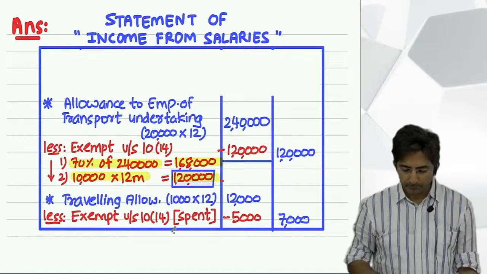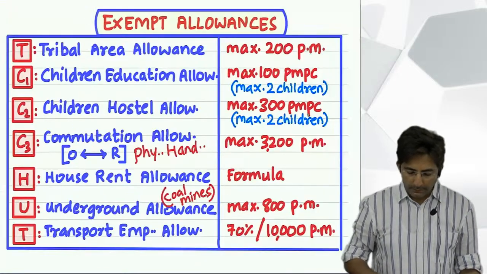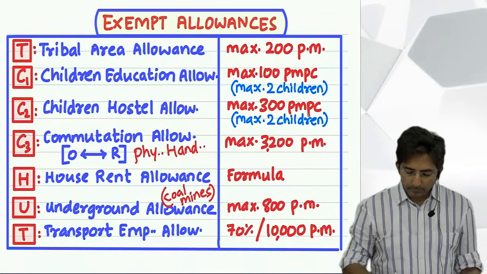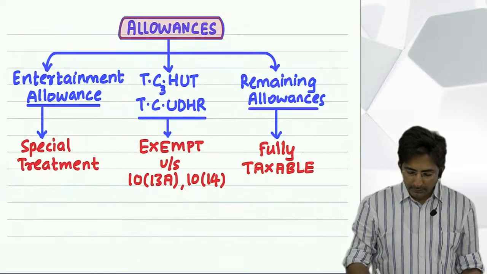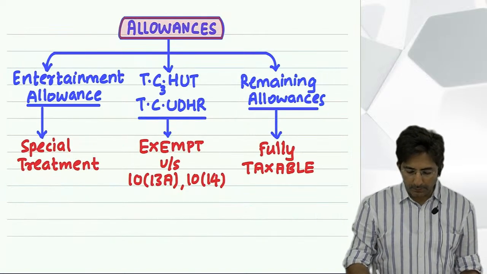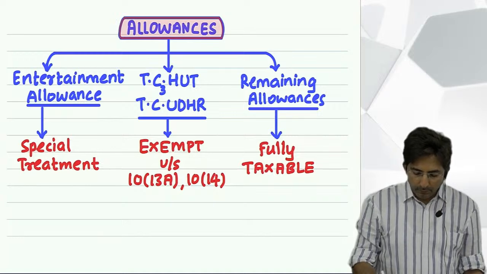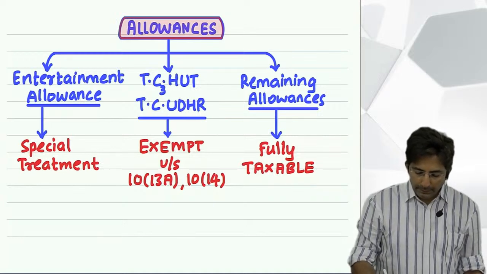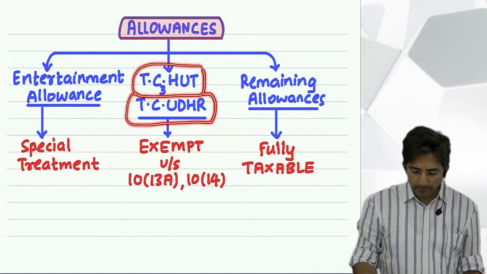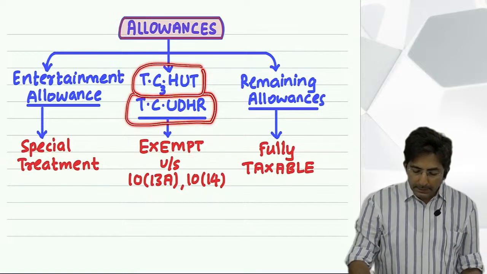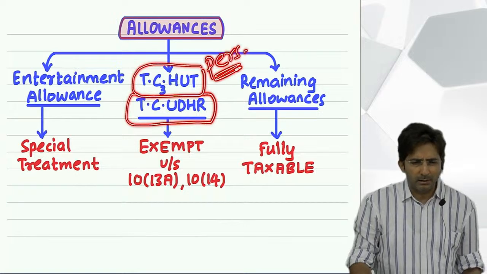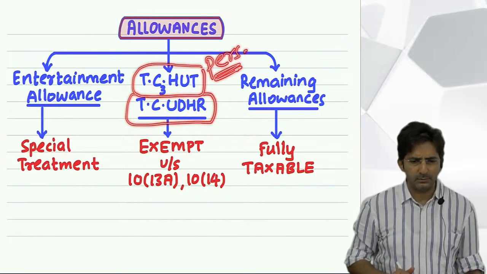Okay. So all the allowances are taught. Now what is remaining? H for house rent allowance. See, are you noticing why this group and this group are different? Because these are mostly personal types. Not necessarily personal, but they are not pure office expense allowances.